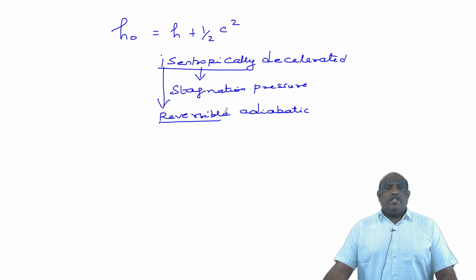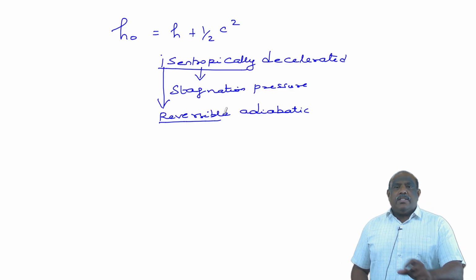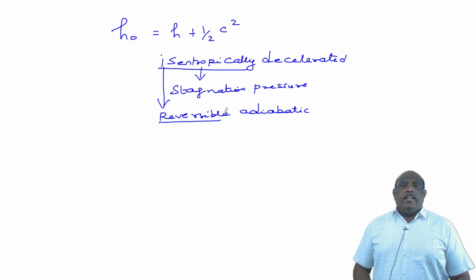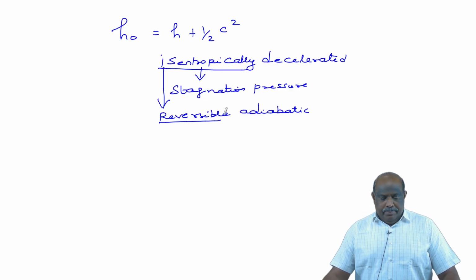Before that, let us try to derive the various forms of energy transformation equation from the stagnation enthalpy equation, namely H0 equal to H plus half C squared.